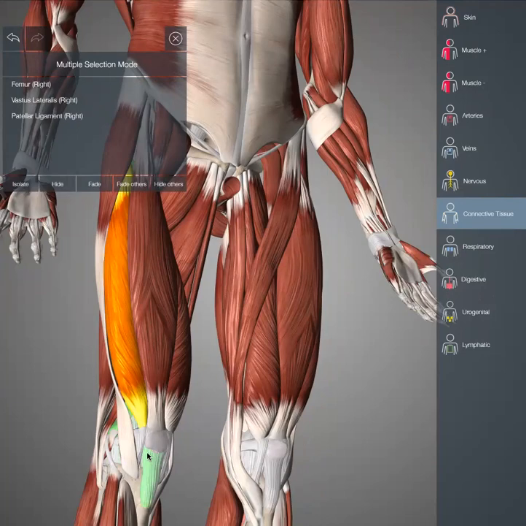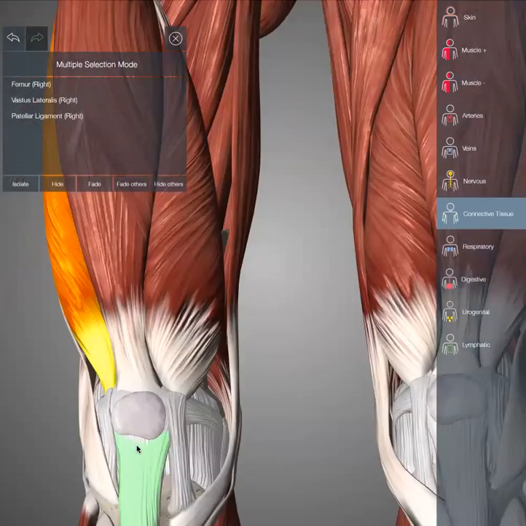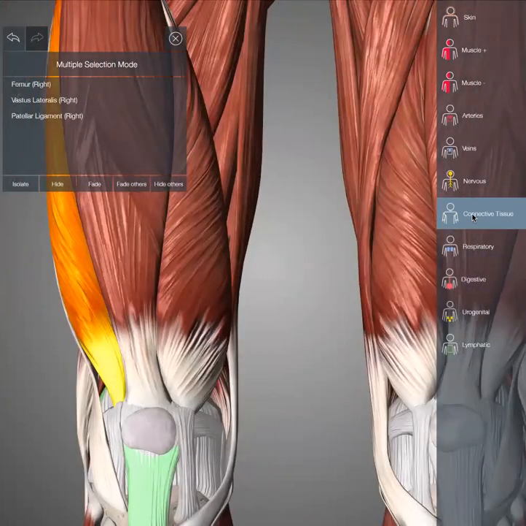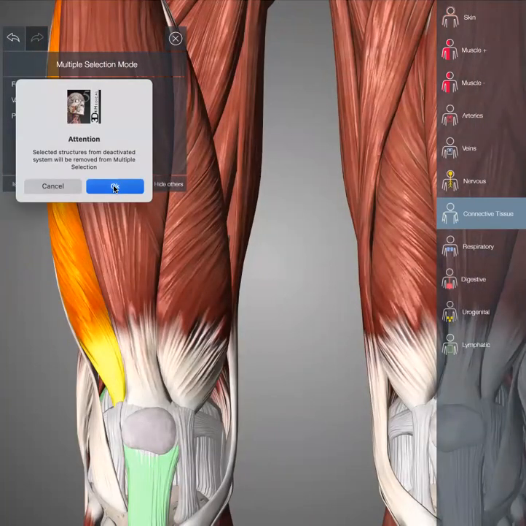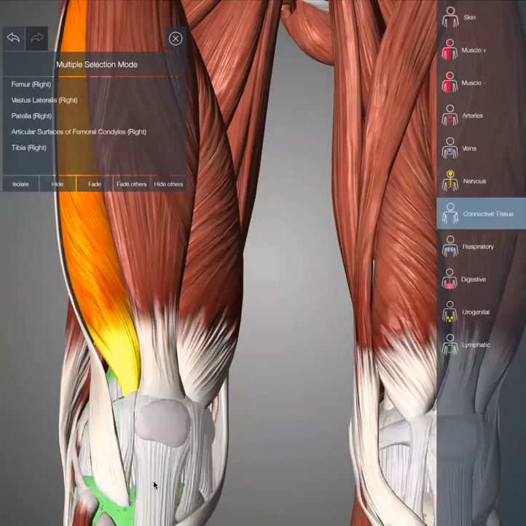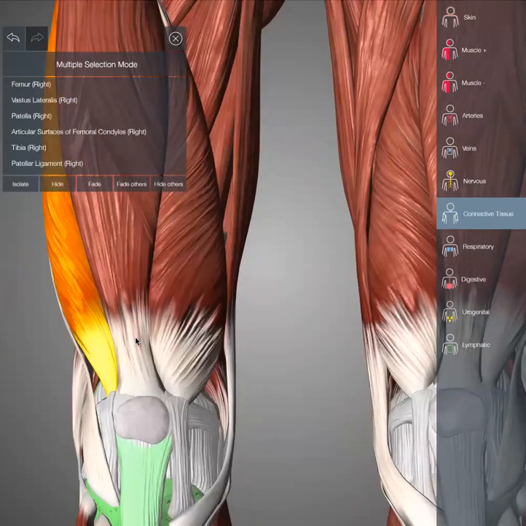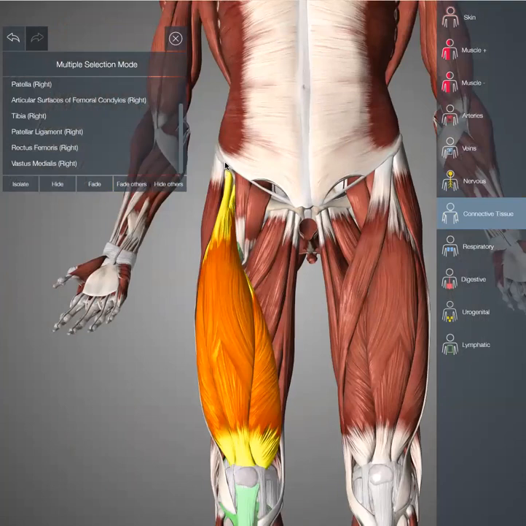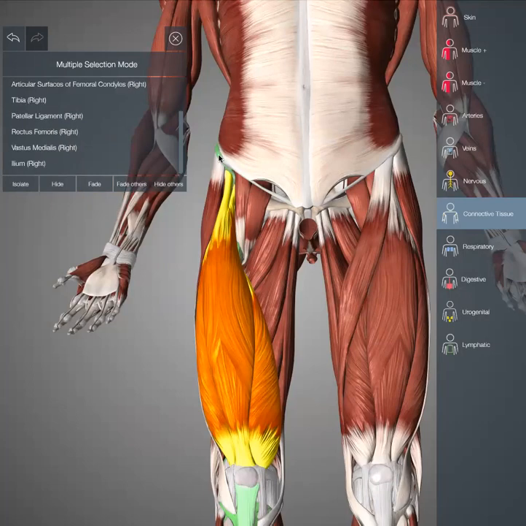Is it selected? No. Okay, wait. Let's see. Yes, we can't select the patella now. Okay. Yes, here. There we go. We can select it. We selected the femur. We selected, let's say, the tibia. Get out the connective tissue again. Select this here. I'll select those again. And I will select where they start. No, not here, here. Okay.